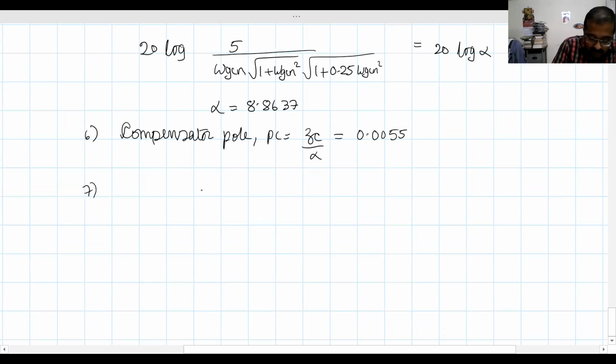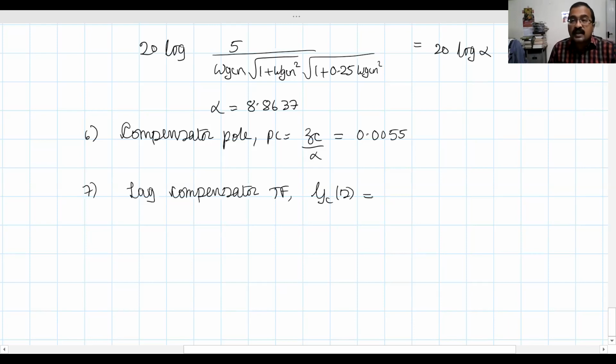So what will be the lag compensator transfer function GC of S? Keep in mind, if you simply put S plus ZC by S plus PC, you will have a non-unity DC gain. Okay, so I prefer to always have a unity DC gain. So I have to pre-multiply that with 1 by alpha. So I can write this as 1 by alpha into S plus ZC divided by S plus PC.